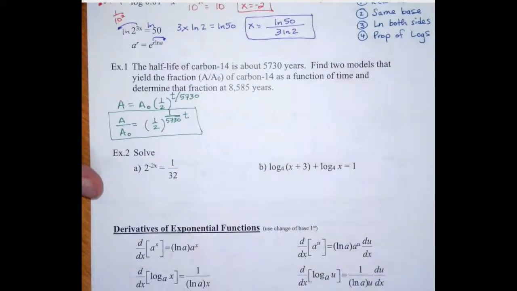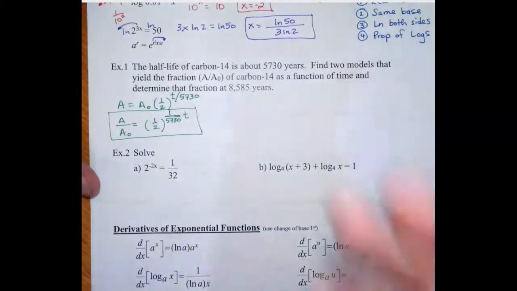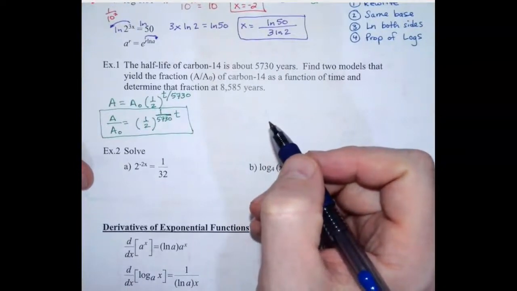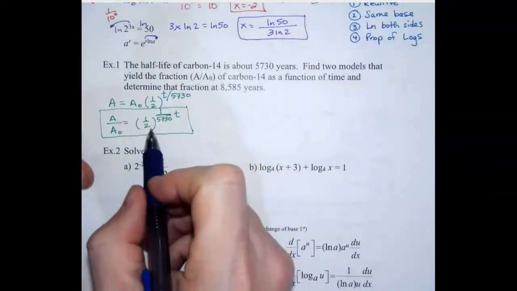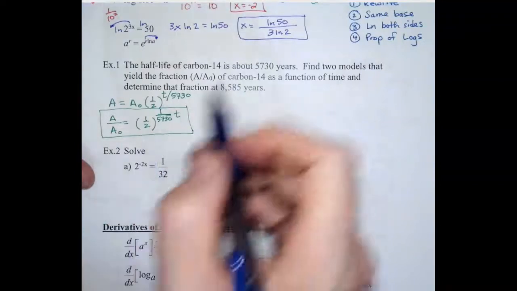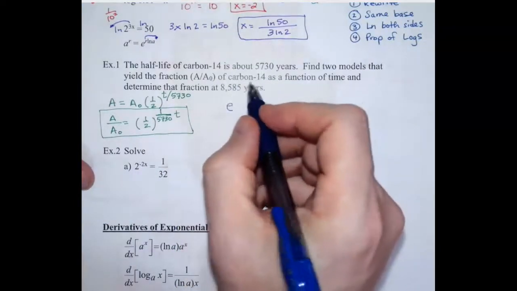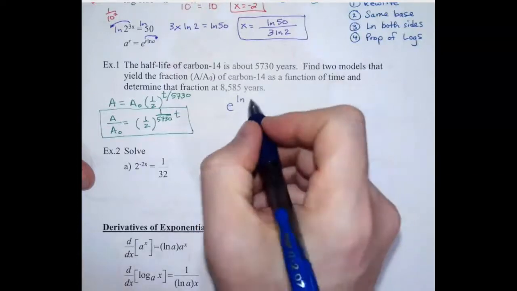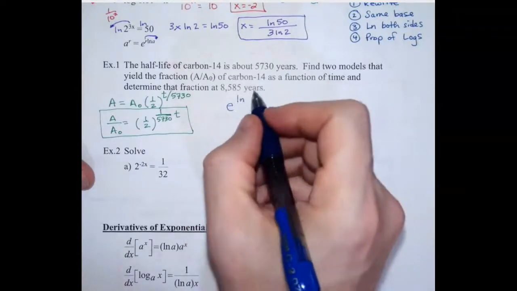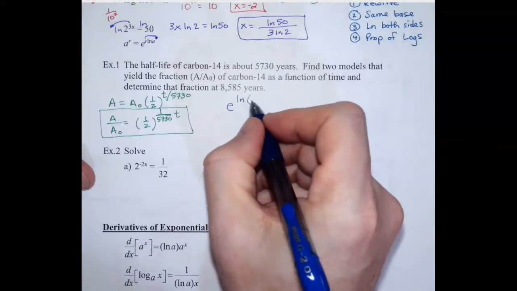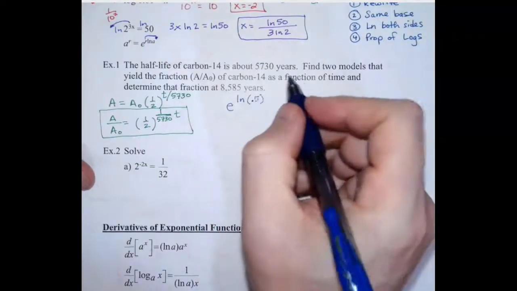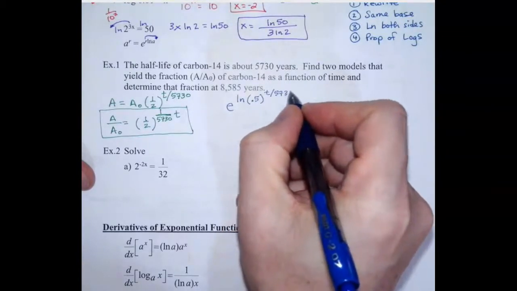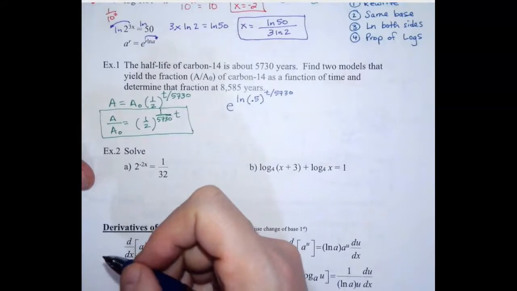Now what we're going to do with that is switch it. In calculus we focus on using e and the natural log. So if we take this and we raise e to the natural log, because these are inverses, we really haven't done anything there. And I'm going to switch 1/2 to 0.5, and we've got t over 5,730.